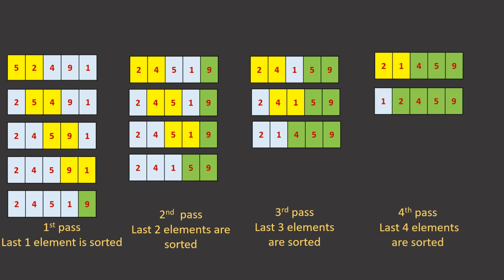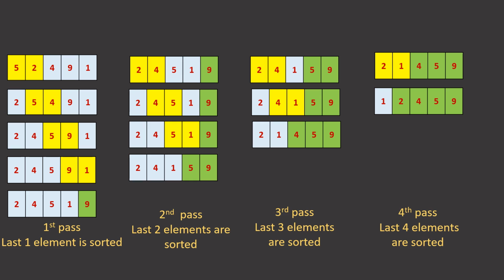So in the next pass, you have to sort the unsorted part. That is, the first two elements, 2 and 1, you have to compare. Yes, they have to be swapped. So 1 will come to the beginning, and then 2, 4, 5, 9. You can see the last four elements are in their proper position. So in the fourth pass, you can see the last four elements are sorted, and the first element will automatically be in its proper position.